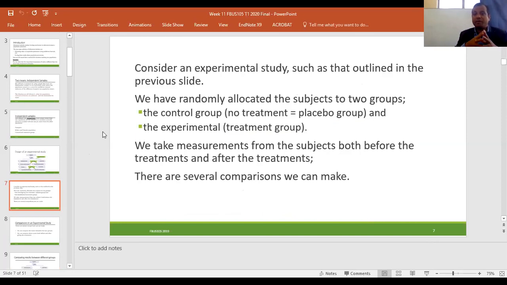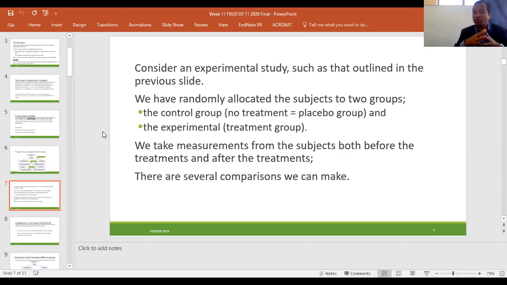So considering the experimental studies we just outlined in the previous slide, we have randomly allocated subjects to two different groups. One group is the control group, no treatment, the placebo group. I mean, there is nothing special, it's like a normal dose of medicine. Placebo is a term used in the healthcare industry; to have placebo means normal doses of the medicine. Whereas the experimental group is where you are trying to give them something special, maybe the coronavirus vaccine. They are making the trial of those vaccines with the treatment group or experimental group.